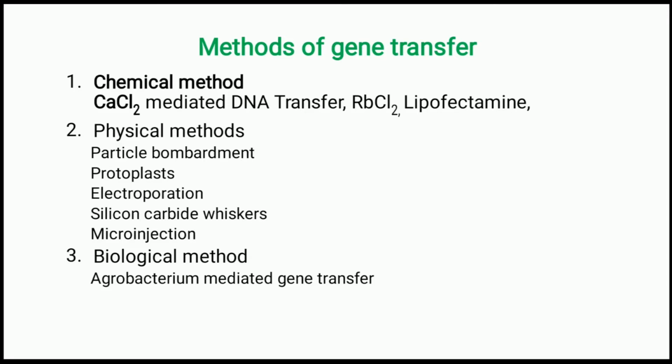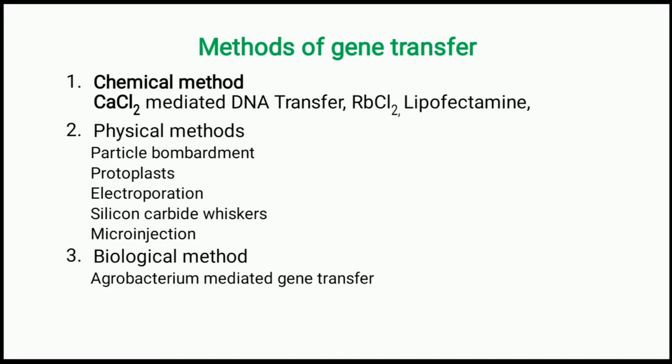In physical methods, the recombinant DNA, which is tested for homologous recombination, is directly inserted into the host cell nucleus. Different methods are followed. They are particle bombardment, protoplast fusion, electroporation, silicon carbide whiskers technique, and microinjection methods.